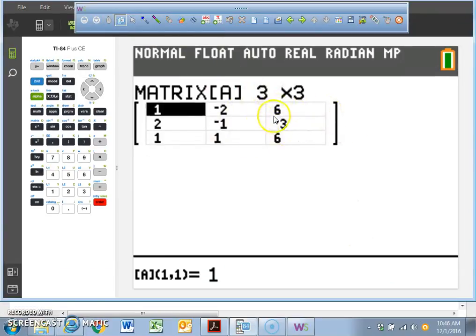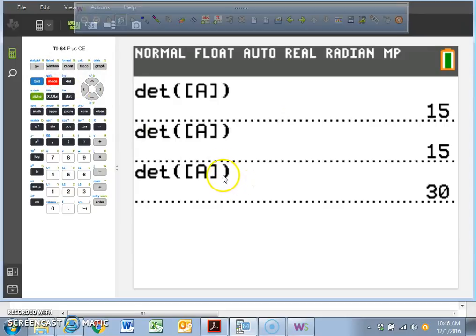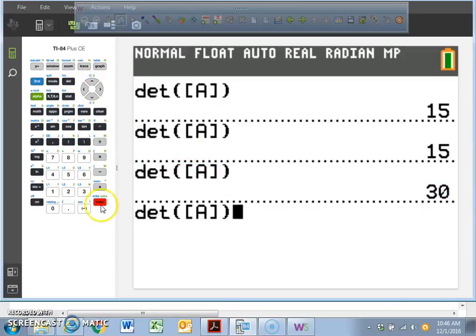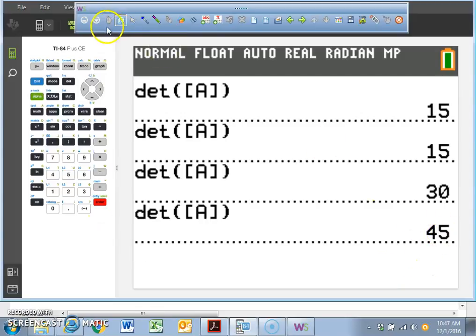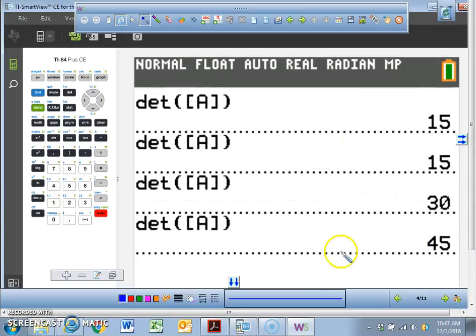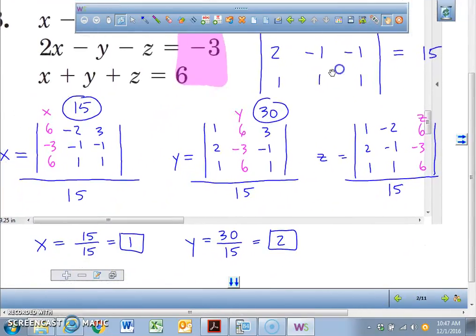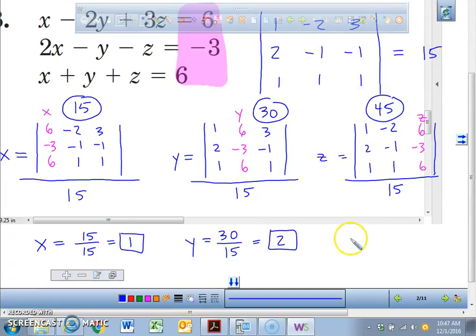All right, so after you plug those in, here's what you do. Ready? Second mode. Once you've done it once, you don't have to do all the steps over again. You just scroll up, grab this, press enter, and enter one more time, and what do you get? You get a 45. This is a lot easier than I thought it was. Good. That means I'm doing my job. So that was equal to a 45, so z was equal to 45 divided by 15, and you get 3.